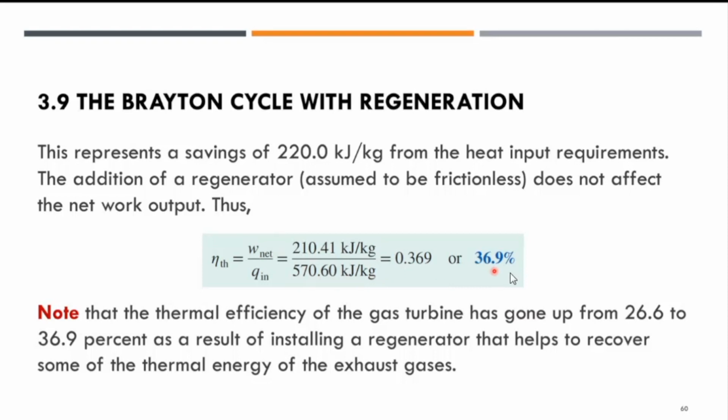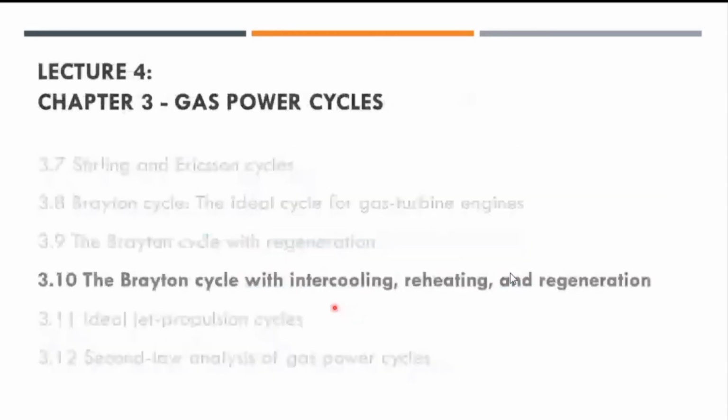So the net work output is still the same, but the net heat input is different. Now the thermal efficiency is raised to 36.9% from 26.6% in the earlier example where there is no regenerator. We have helped the system go up to 36.9%, which is a result of installing a regenerator. This is to recover some of the thermal energy of the exhaust gases, because it is a loop. The heat from the turbine is supplied back to increase the thermal efficiency of the gas turbine engine.